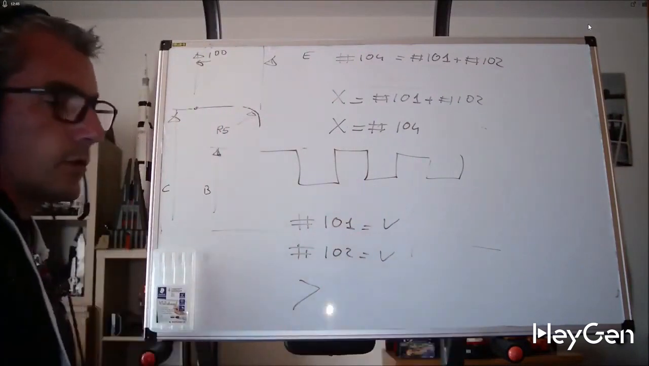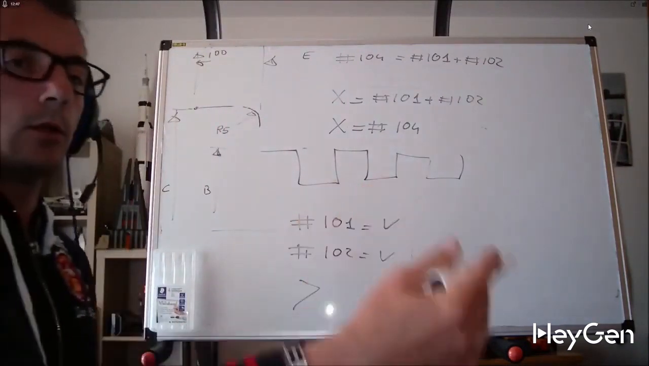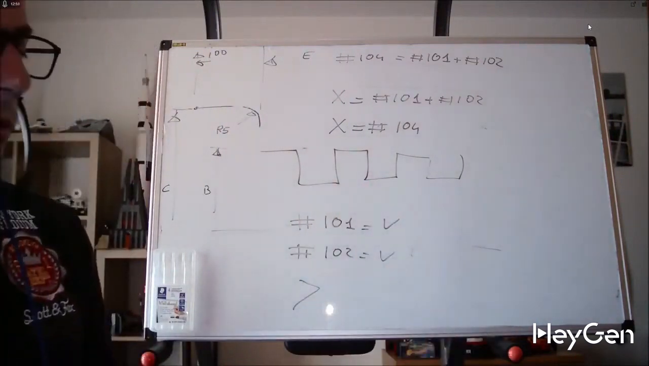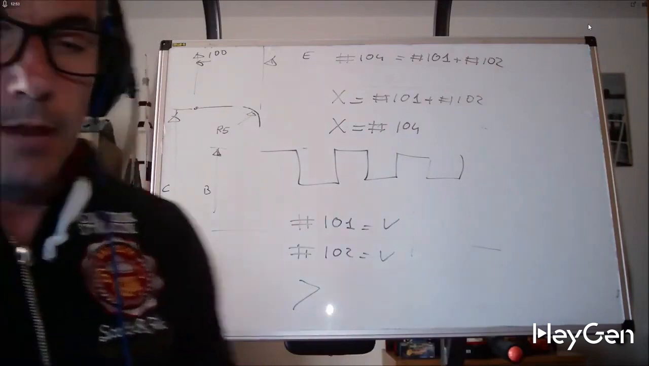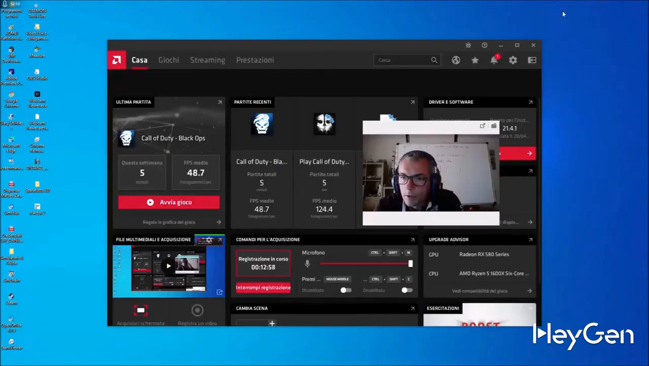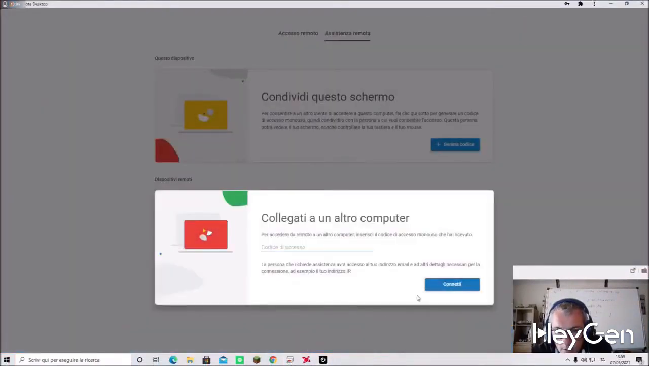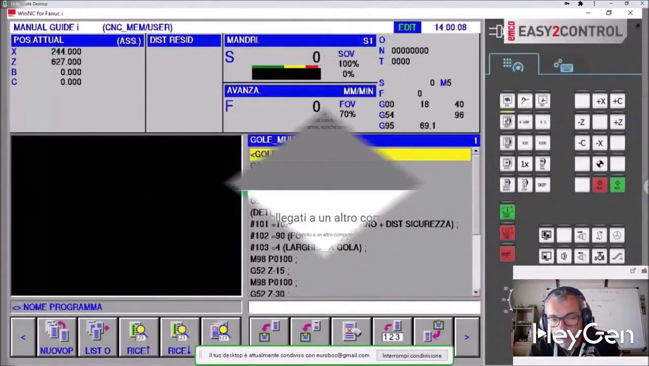We'll check them out on our simulator, where, as you can see, I've created a main program called Golem Multiple that considers a raw material with a diameter of 100 and a length of 100. I've set my initial data as always, determining 3 variables. Hash 101 equals 102, which is the outer diameter plus the safety distance. You see, diameter 100, I set hash 102 equal to 90, which is the bottom of the groove, and hash 103 equals 4, which is the groove width.